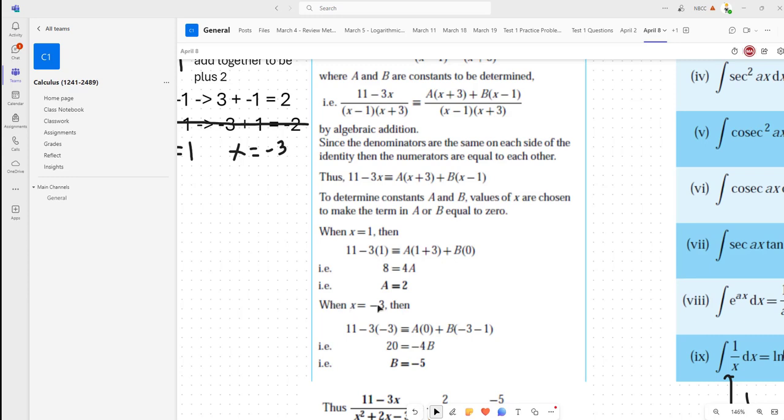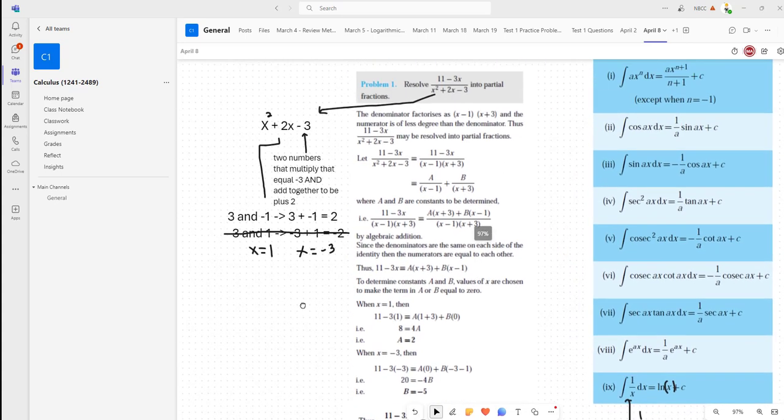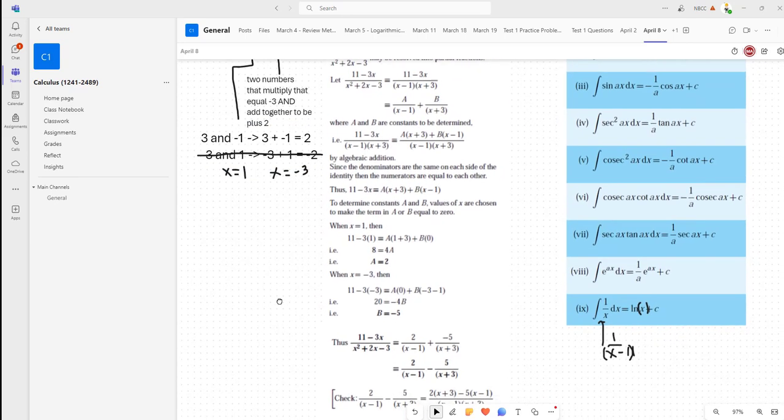So if we run the equation again with x equals minus 3, we substitute that into the original equation. We have 11 minus 3x, and we put minus 3 in here. For A, we have minus 3 plus 3, which is 0, so we get rid of A, and then we put minus 3 in for x in minus 1. We solve for this, and we have B equals minus 5. Again, if you look at all these steps, we had to go through all of this to get to our partial fractions.